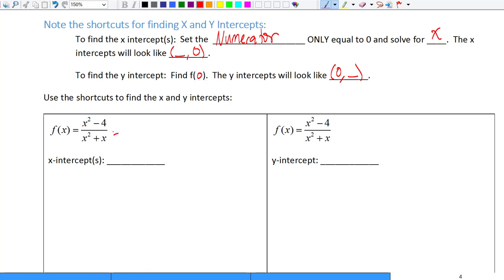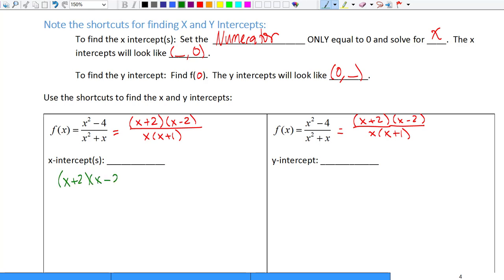Now, as a reminder, all functions need to be in reduced form, so I'm going to go ahead and factor those out. Now, there's nothing in the numerator or the denominator that divides out, and these are both the same. So you can use the factored form or the original form, it doesn't really matter. But let's try the x-intercept. The shortcut is to set the numerator equal to 0. Because I already factored it, I'm going to go ahead and use the factored form. Set the factored form equal to 0.